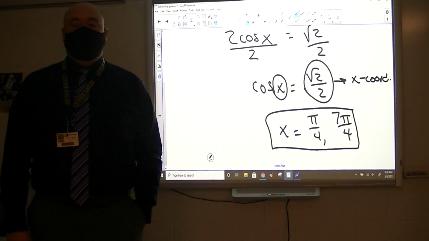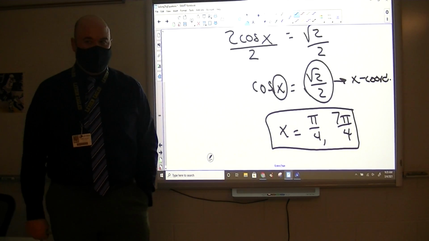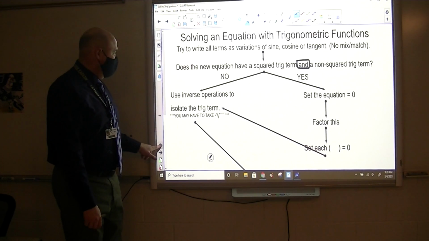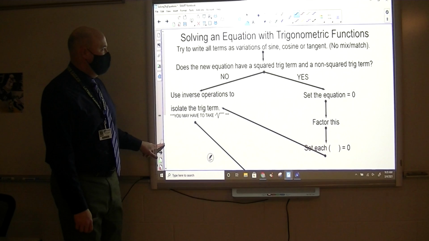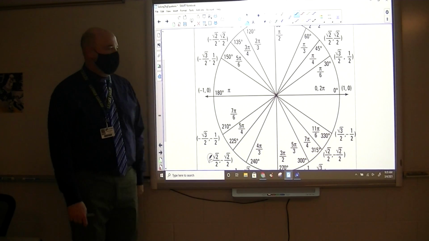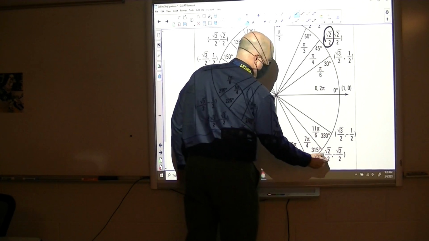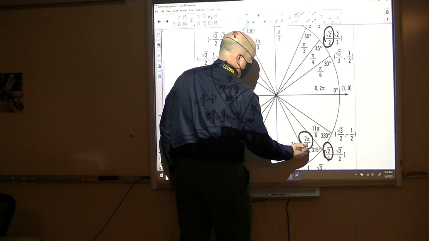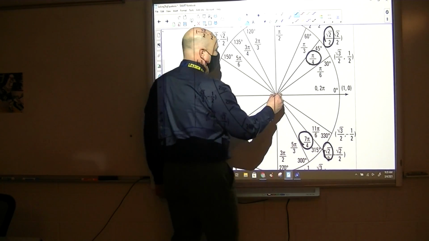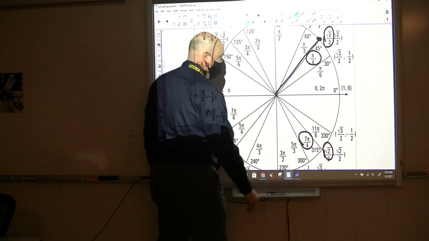Hopefully, people at home are watching this before you try to do the homework on Math Excel, because there is one thing that Math Excel expects you to understand about the answers that you're getting. So we just found the x coordinates that were radical 2 over 2 at 7 pi over 4 and at pi over 4. Now, there is this concept of coterminal angles.